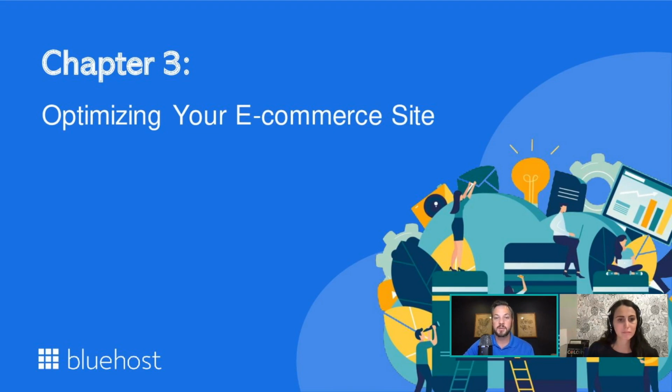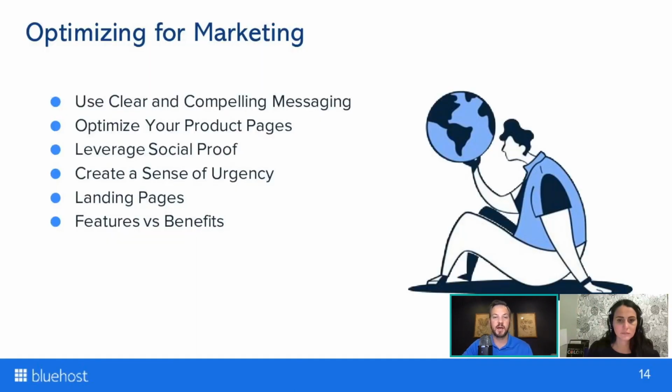Okay, going on to chapter 3, optimizing your e-commerce website. So now that we understand who our target audience is, we want to optimize our website in 2 ways. We want to optimize it one way for marketing, and another layer for customers. So first, let's take a look at optimizing for marketing.